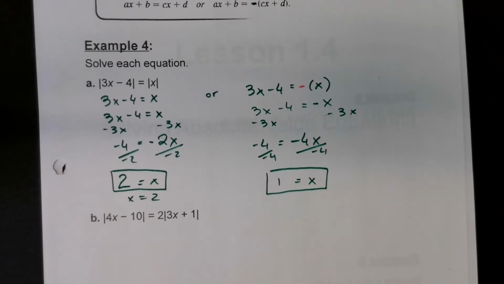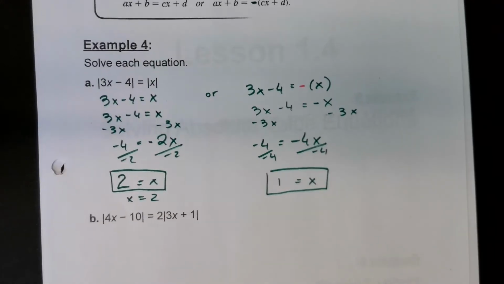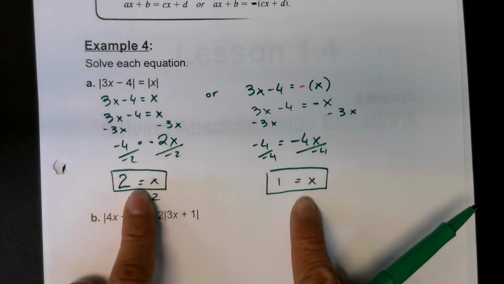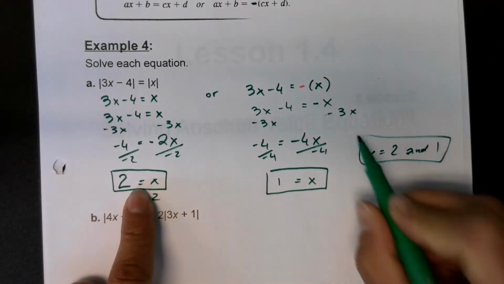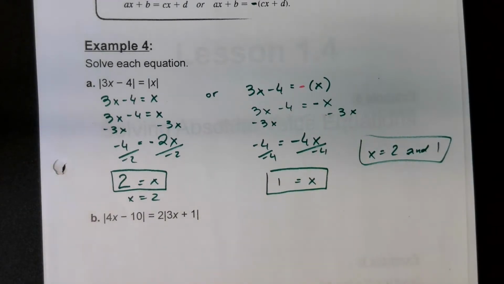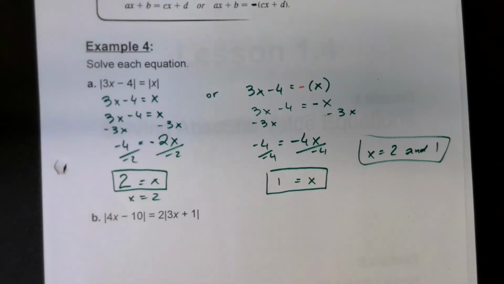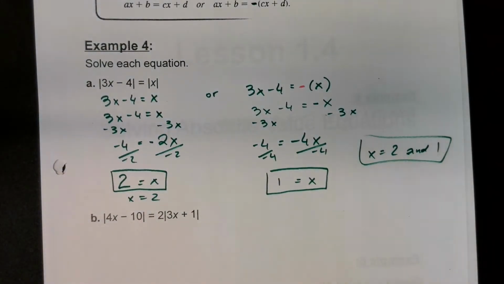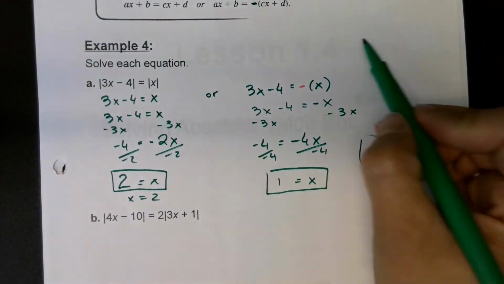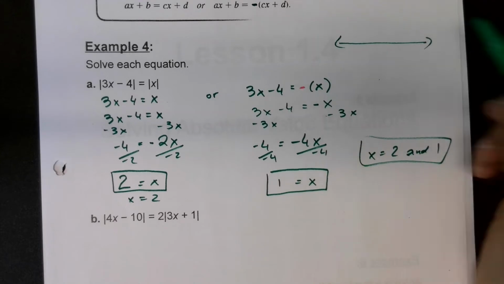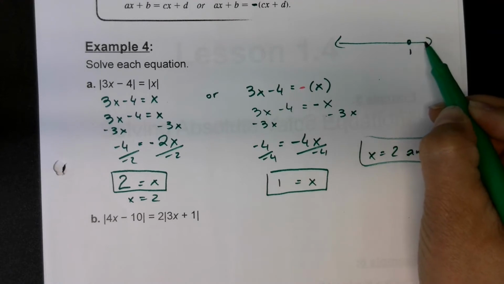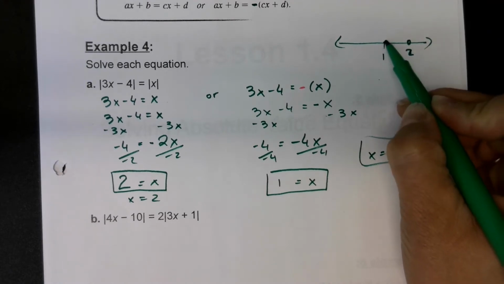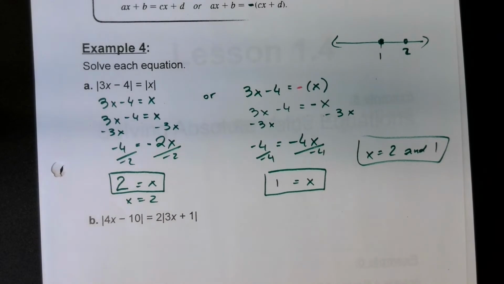If you're looking at B, both of them are the answers. Yep, 2 and 1. So x is 2 and 1. Two answers, both of them correct. Just remember, you moved how many units, and you end up at 1, and then you will end up at 2 on the number line. So you end up at 1, and you end up at 2. Those are your solutions, the 2 points.